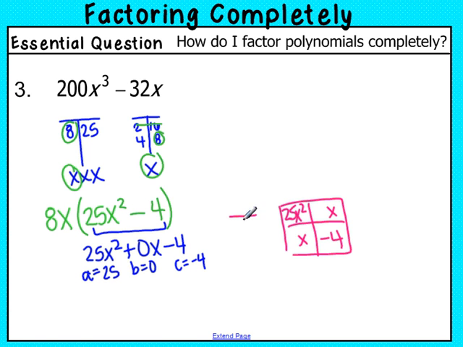And again, we're going to be looking for factors of a times c, so 25 times negative 4, which gets you negative 100. And again, you can use that calculator shortcut if you wanted to find some factors of negative 100 easily. So I know things like 2 and 50 will go in there. So maybe negative 2 and 50, and positive 2 and negative 50. But remember, I'm trying to add up to be 0.